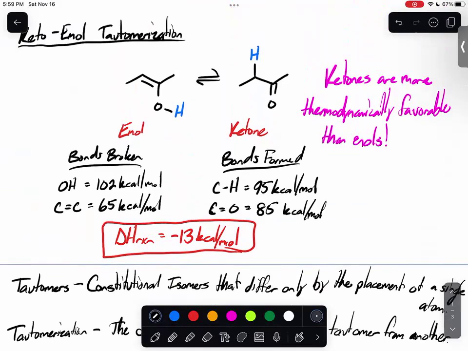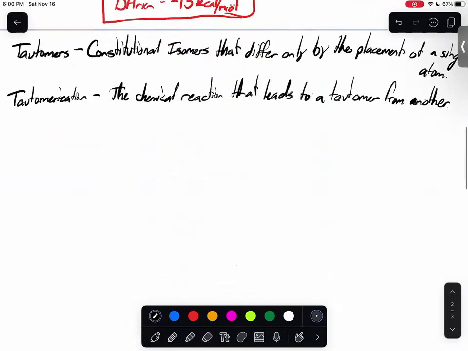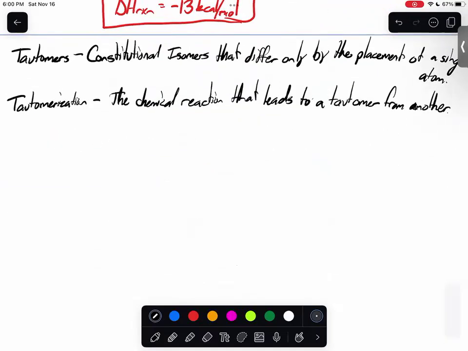But it doesn't just happen on its own, right? It's not possible for it to just go. Instead, it needs to be catalyzed, otherwise the reaction is going to be far too slow. And there's two ways to do this, and we're going to show both of them. So we'll start out with the acid catalyzed tautomerization.